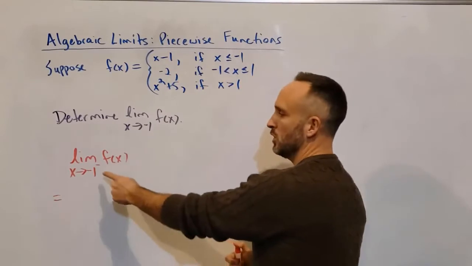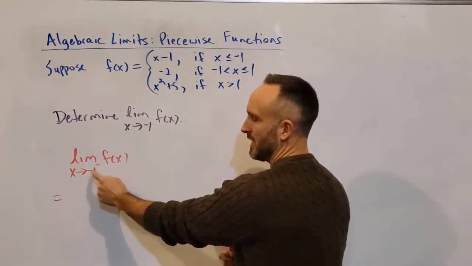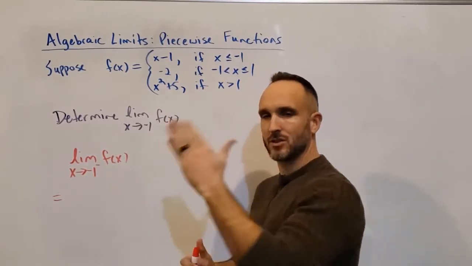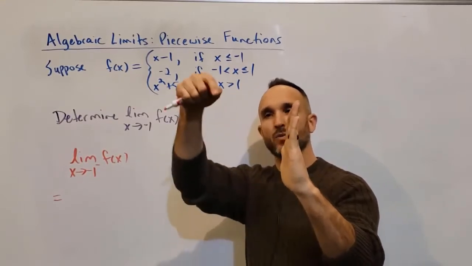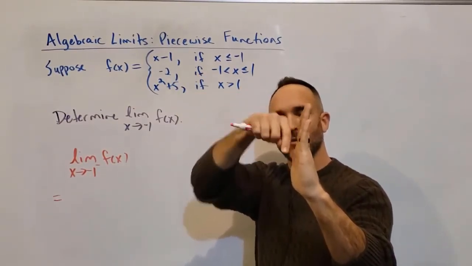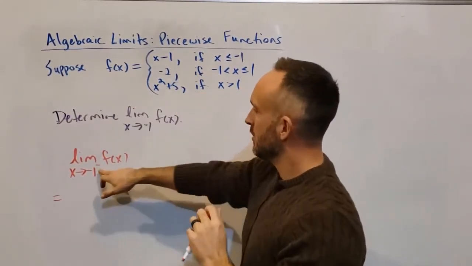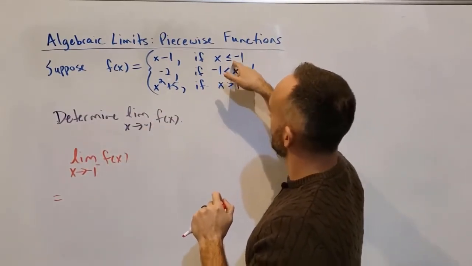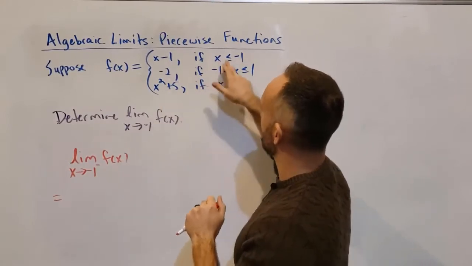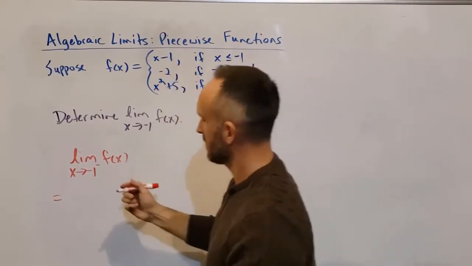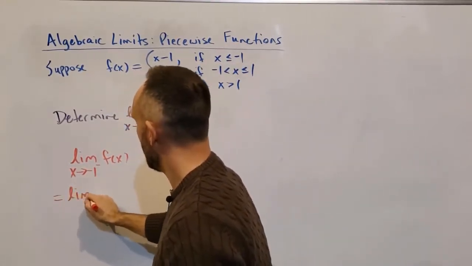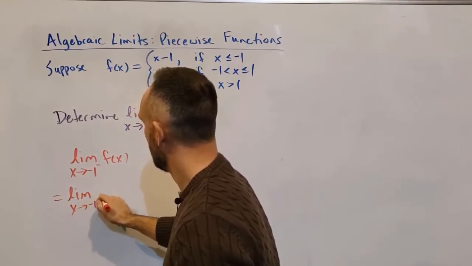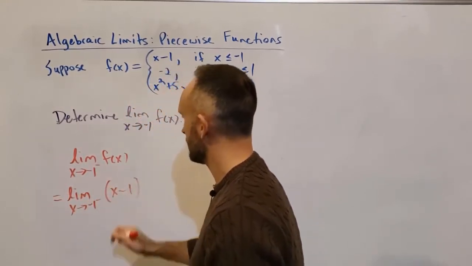Well, when we're looking at x values to the left of -1, so if here's -1 on the number line, maybe -1.1 or -1.01, right? Those x values are right here, less than or equal to -1. So that means the limit of f of x is going to be the same thing as the limit of the x minus 1 function, which we write like this.